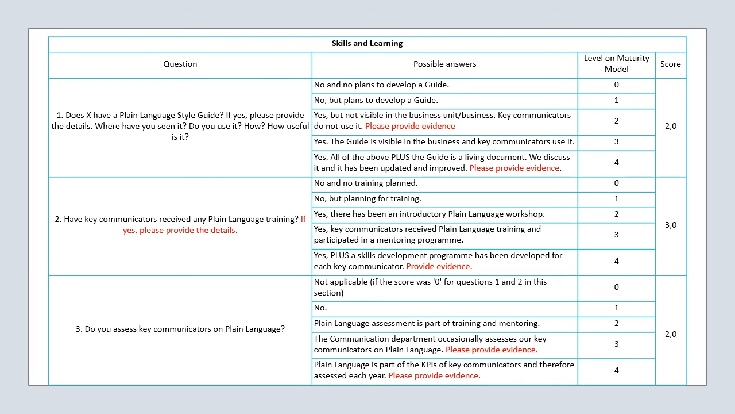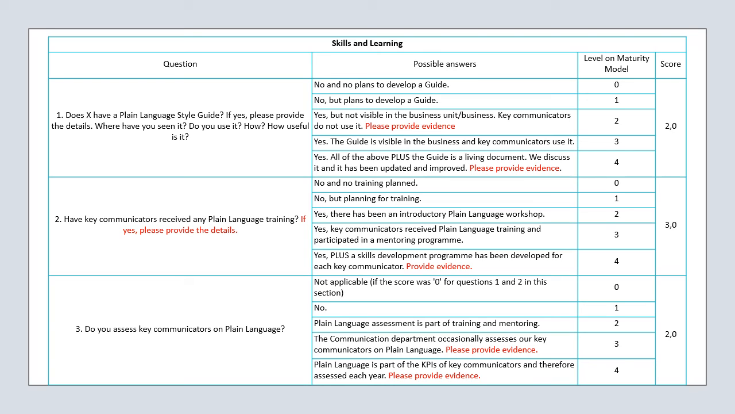Here is an example of 3 questions that unpack the maturity indicators for skills and learning. You will have to limit the number of questions because time is limited. I would recommend that you stick to questions that give you verifiable answers. So question 1 here is, does your organization have a plain language style guide? If yes, please provide the details. Where have you seen it? Do you use it? How do you use it and how useful is it?